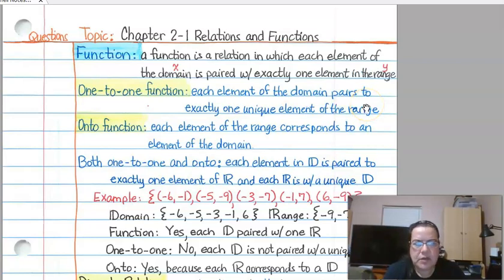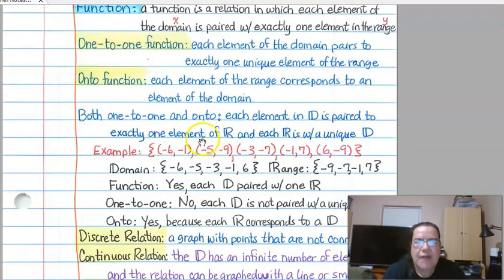We're going to look at another definition in a little bit more detail. Look at an onto function. An onto function is when each element of the range, so now looking at the y first, corresponds to an element of the x, of the domain. We'll look at some examples to see when a function is one-to-one or when it is an onto function.